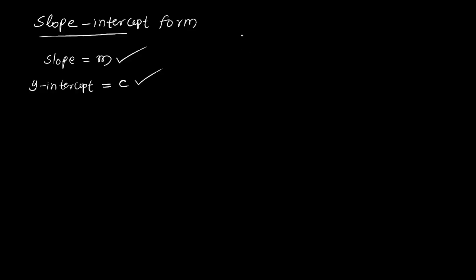So we have a line having slope equal to m and y-intercept equal to c, meaning it cuts the y-axis at c. These two are given. Then what will be the equation of the line?